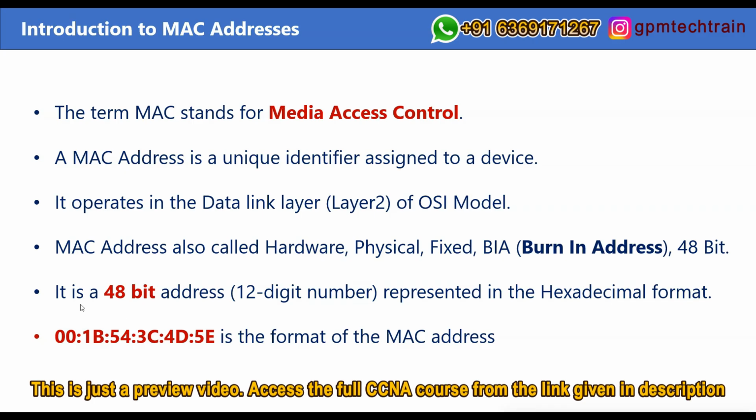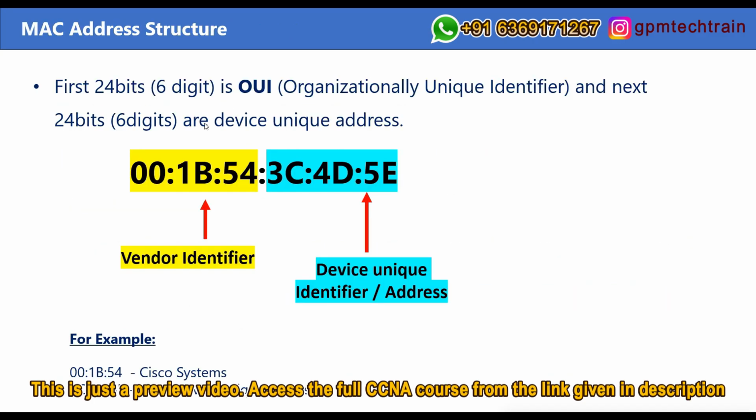It's a 48-bit address, generally expressed in hexadecimal format. It has 12 digits, making 48 bits, and this is how it looks. This is the format of the MAC address. If you count, you will see six pairs, or 12 digits overall. That's 48 bits. In the next slide, let's discuss the structure in detail.